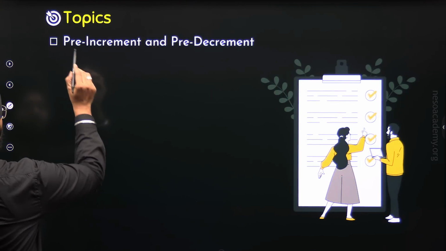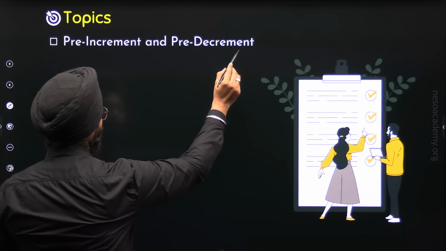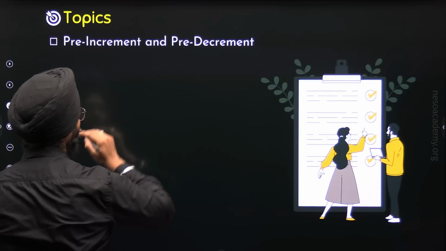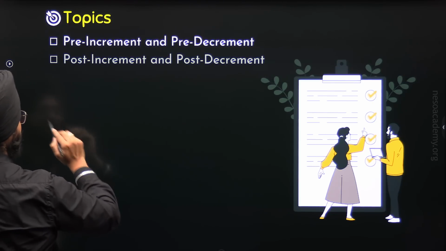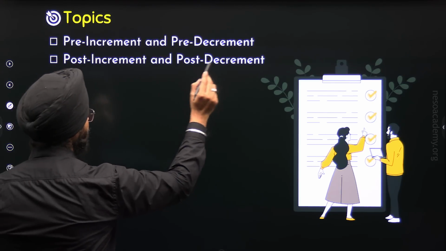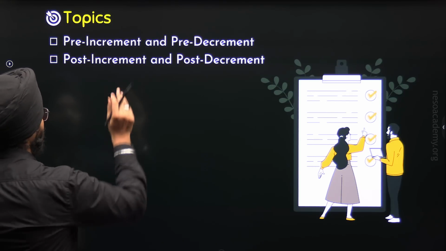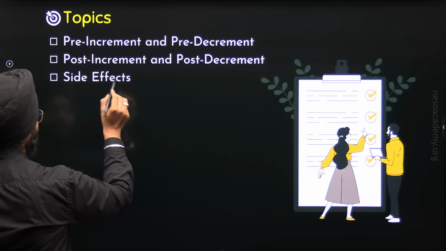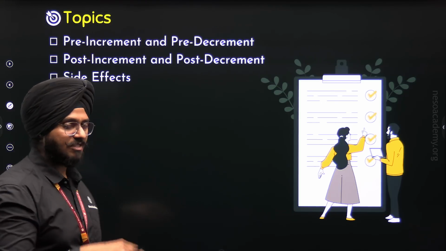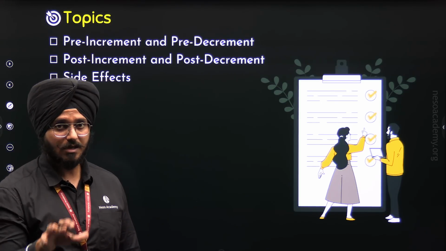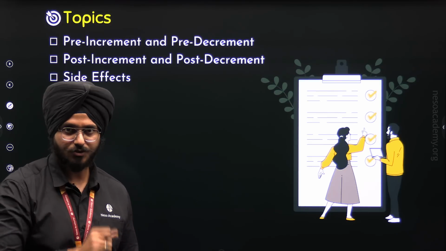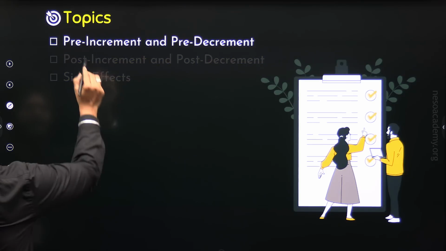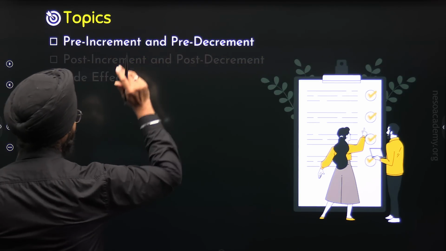The first topic is pre-increment and pre-decrement operators. First, we will understand pre-increment and pre-decrement operators. Then we will understand post-increment and post-decrement operators. After covering these two topics, we will then cover side effects in C++, specifically associated with increment and decrement operators. So these are the topics. Let's start with the first one, pre-increment and pre-decrement operators.